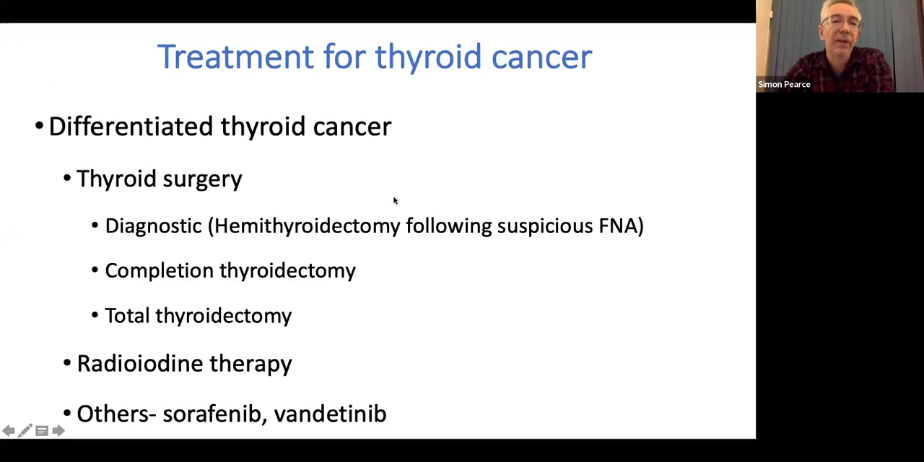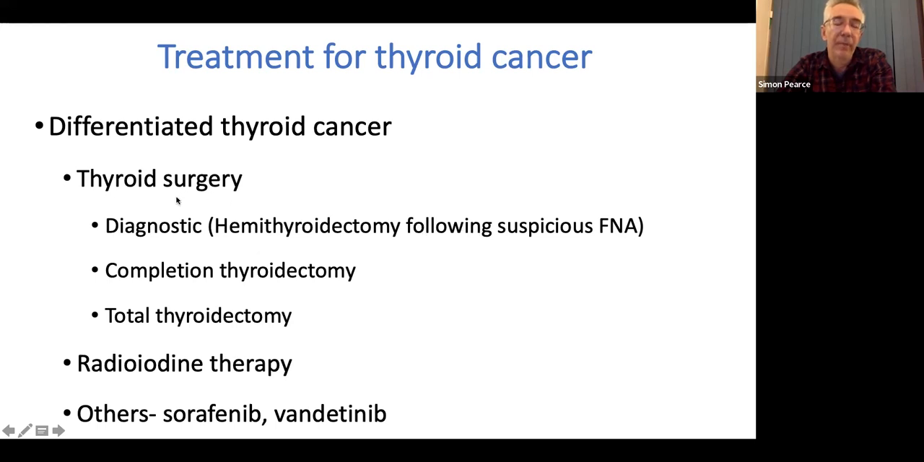So treatment for thyroid cancer, if it's so-called differentiated thyroid cancer, that's either papillary thyroid cancer or follicular thyroid cancer, you'll go for thyroid surgery first off. And if it's not 100% clear or it's a small tumor, they might do diagnostic surgery, which means normally a hemithyroidectomy, which would occur if you had a suspicious but not definite cancer on fine needle aspiration. And then if it turned out to be cancer on the hemithyroidectomy, then they would go on to do a completion thyroidectomy, depending a little bit on what it looked like under the microscope.